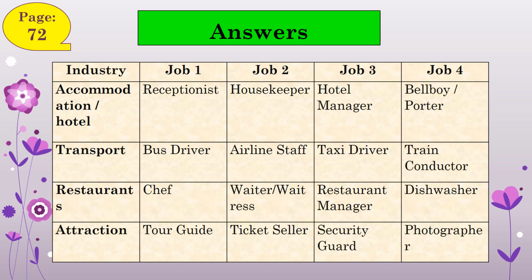Now, restaurants. Here, you'll find jobs like chef, waiter or waitress, restaurant manager, and dishwasher. All these people work together to serve delicious meals and keep the place running smoothly. Finally, attractions. This includes places like parks, museums, or tourist sites. The jobs here are tour guide, ticket seller, security guard, and photographer. They make the tourist experience safe, informative, and memorable. Let's move ahead when you're ready.